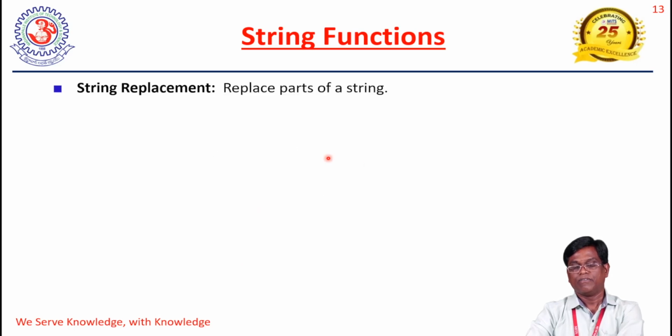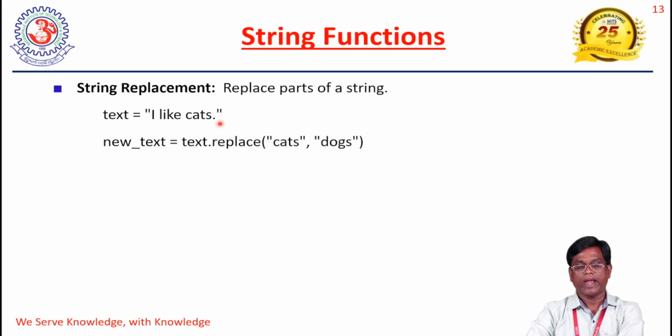And we have the function for replacing a string in the given main string. Let us say we have a main string, text is equal to I like cats. This is the main string, and I want to replace this cats with dogs. Then I am going to use a function called replace. What this replace function does is it replaces a substring in the given main string. Let us see here how we are going to use it.